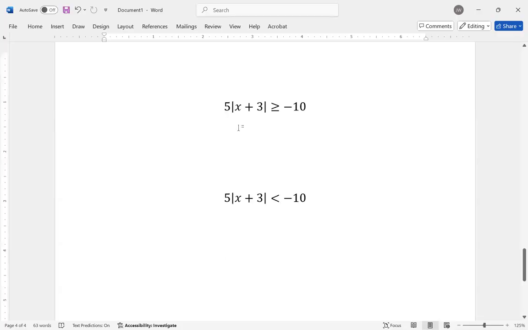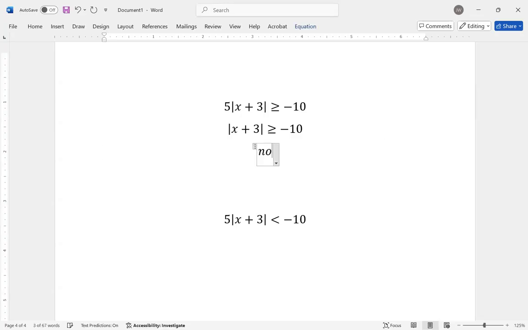Okay, so let's start these. First thing I would do in this first equation is divide both sides by 5. That would give me the absolute value of x plus 3 is greater than or equal to negative 10. Dividing by a positive number doesn't do anything to the sign. So here we have a non-negative or a positive number on the left, and it's stating that that needs to be greater than or equal to negative 10.